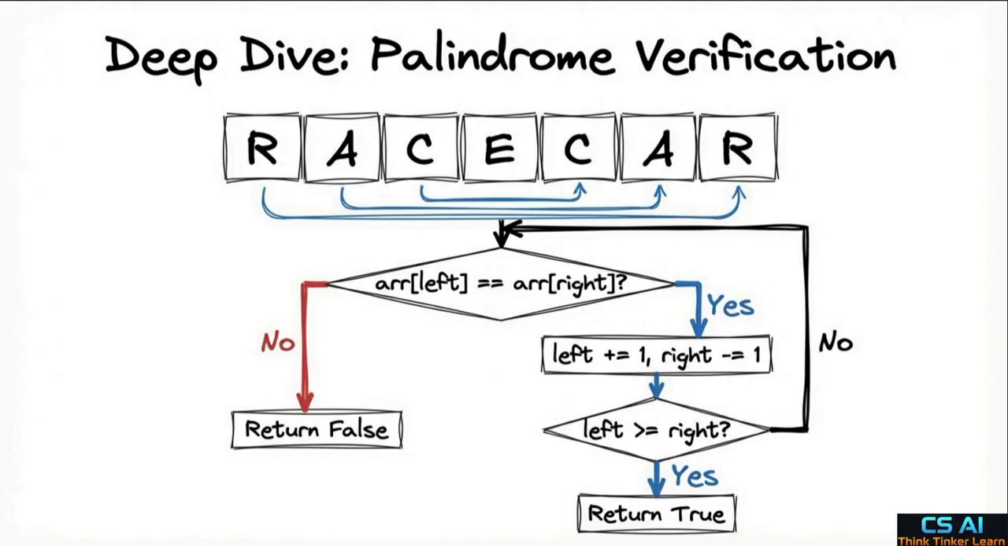We then check our loop condition. Is left greater than or equal to right? No, they haven't crossed yet. So we loop again. Now left is at A and right is at A. They match. Move pointers. The loop continues this way. If at any point the characters do not match, we would immediately follow the no path and return false. If the loop completes without finding any mismatches, meaning the pointers have crossed, we exit the loop and return true. It's a verified palindrome, solved in O of n time and O of 1 space.